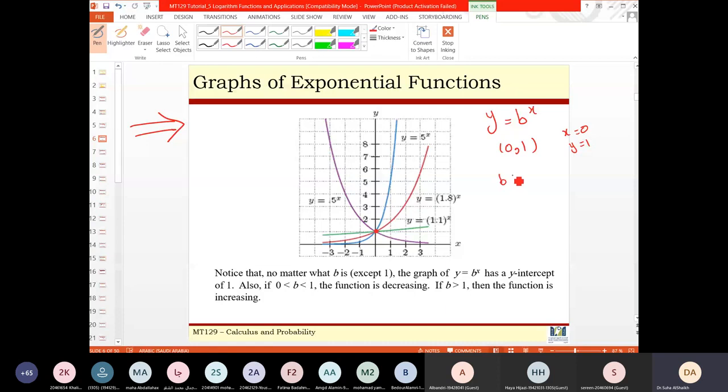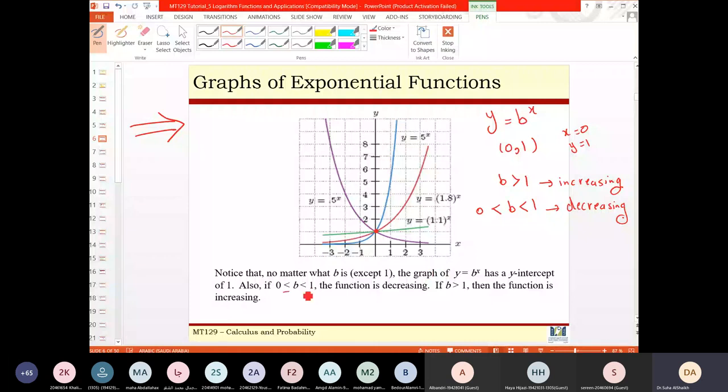الحين لما تكون الb greater than 1, the function will be increasing. ولما الb is a number between 0 and 1, the function will be decreasing. طالعة لفوق لما الb أكبر من الواحد. نازلة لما الb is between 0 and 1.